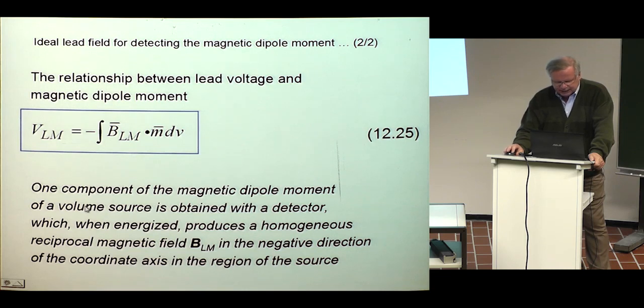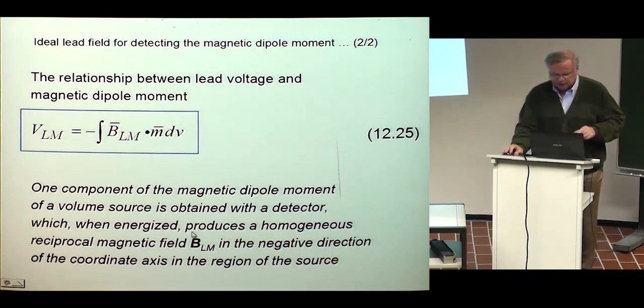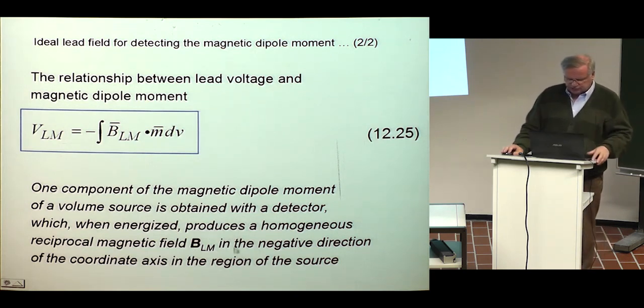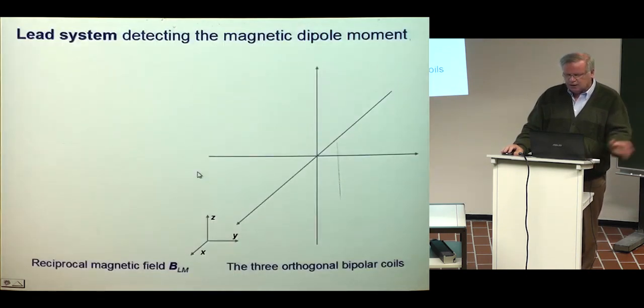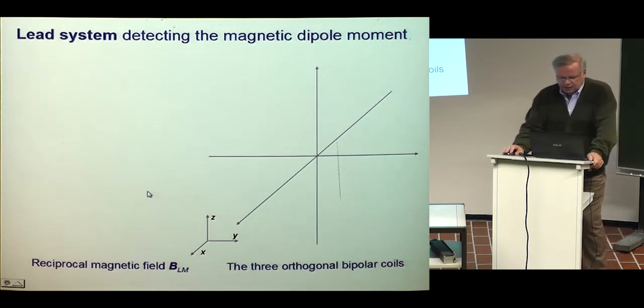And it indicates that one component of the magnetic dipole moment of a volume source is obtained with a detector which, when energized, produces a homogeneous reciprocal magnetic field in the negative direction of the coordinate axis in the region of the source. So I went quickly here. Let's not spend too much time. You can find it in more detail in the book.